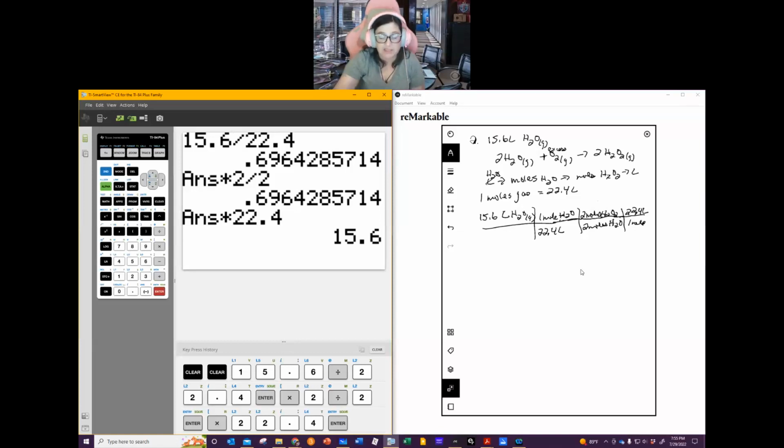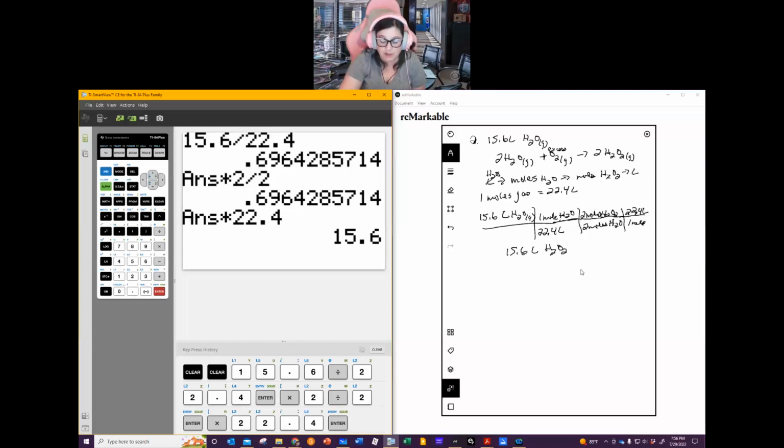Now, the only reason that that works the way that it does is because the stoichiometry of the equation is what it is. We have 1 mole of H2O per 1 mole of H2O2, i.e. 2 moles of H2O per 2 moles of H2O2. And because I'm working with a gas that's under standard conditions, we can do that. That's awesome. So that gives me 15.6 liters of H2O2.